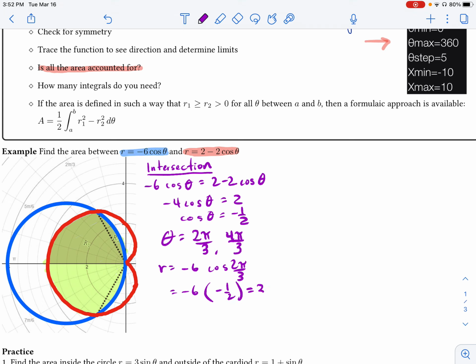So we get 3. So what that means is this coordinate, 3 comma 2 pi over 3, represents a polar coordinate here. And we can actually identify that as this one right over here. It's 3, 2 pi over 3. And if we do the same with 4 pi over 3, we should also get 3 comma 4 pi over 3. By plugging in the values of theta into either one of the polar functions, we get the 2 points of intersection. And this would be 3, 4 pi over 3. Okay, so algebraically, we get this nice and easily.